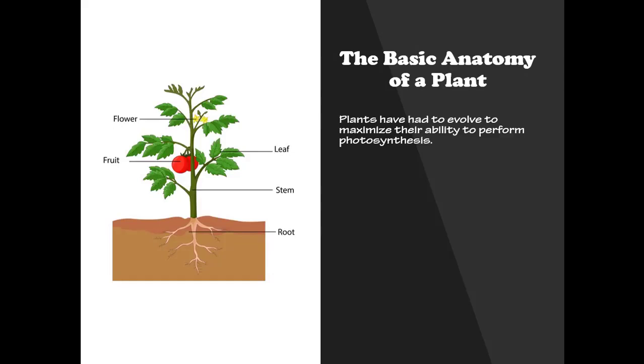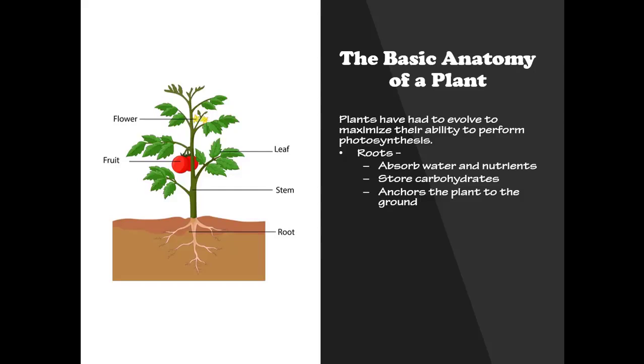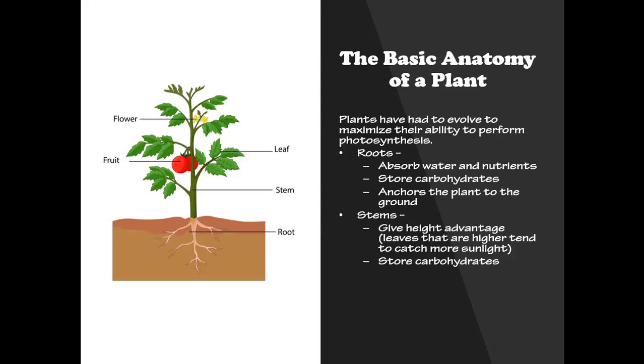Plants have had to evolve to maximize their ability to perform photosynthesis. The roots absorb water and nutrients and store carbohydrates as well as anchor the plant to the ground. The stems allow the plant to have a height advantage because leaves that are higher tend to catch more sunlight. The stems also can store carbohydrates as well. The leaves have evolved to become broad in order to maximize the surface area for light to hit it.